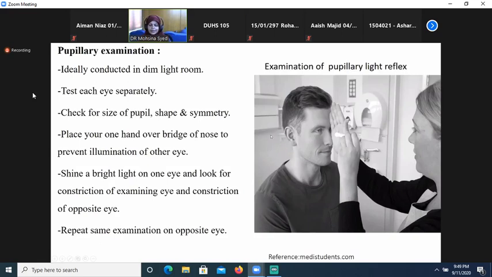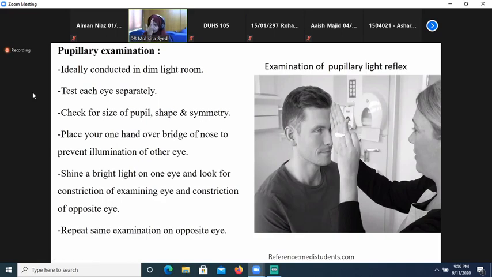Examination: you need a dim room, and you test each eye separately. First, you see the pupil and check it for size, shape, and symmetry. Then you place one hand over the bridge of the nose, as shown in the picture over here, to prevent the illumination of the other eye.